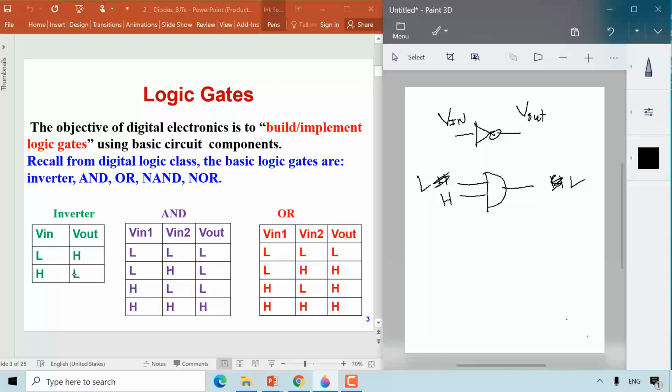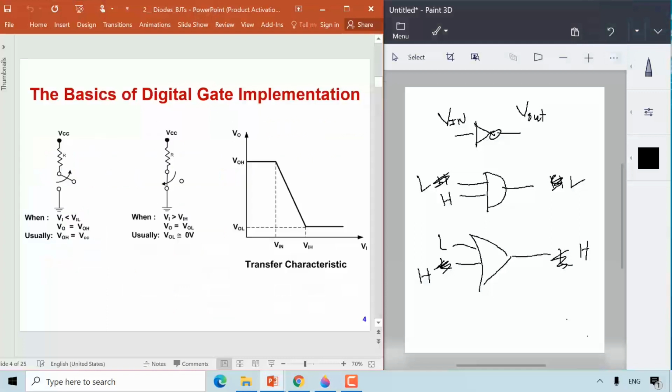And then we have the OR gate, in which the output is low if all the inputs are low. If one of the inputs is high, then the output will be high. And of course, if the two inputs are high, then the output is high. So these are some of the basics that I want you to review.